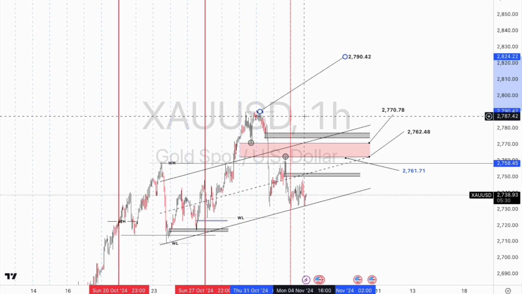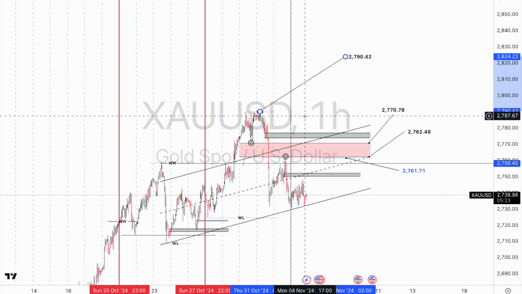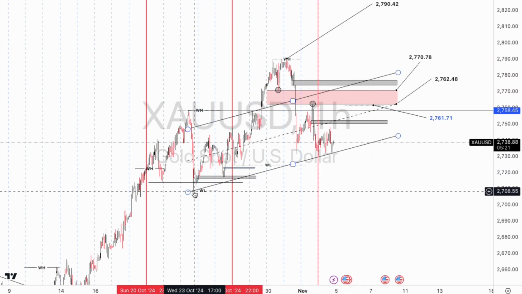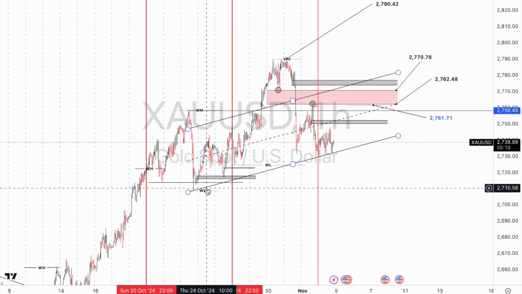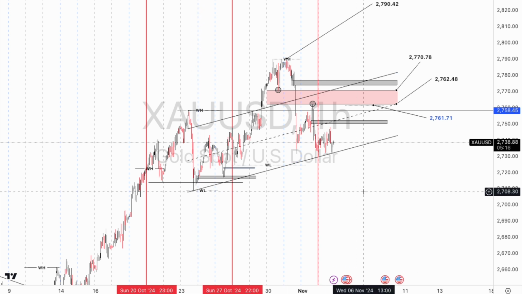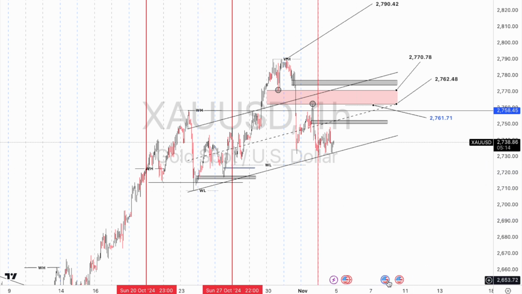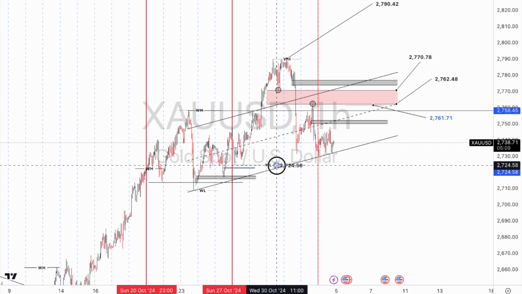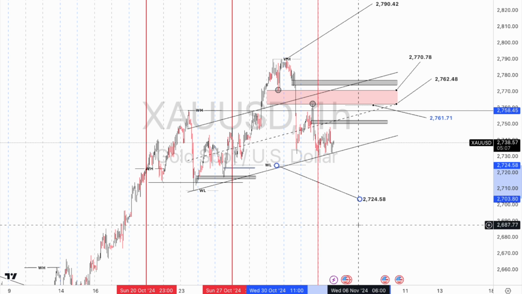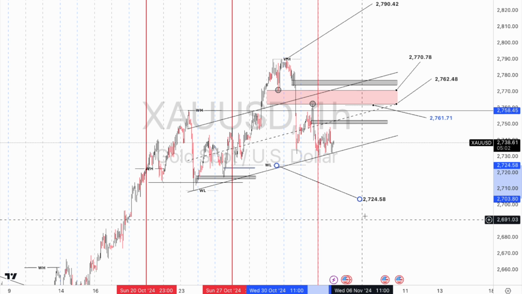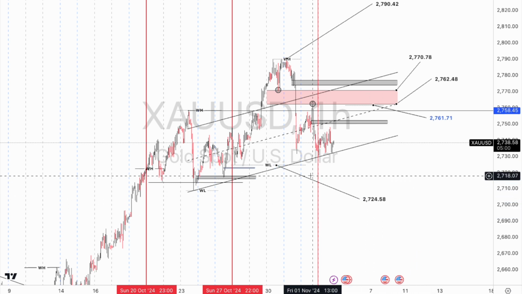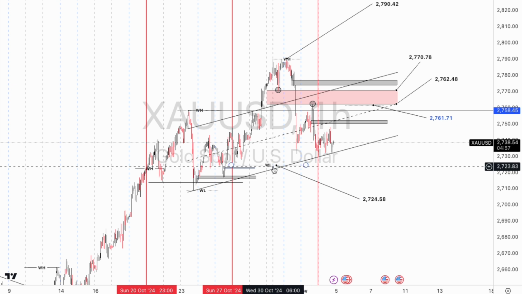I'm assuming that everything is going in the way that I want it to, and I'll be looking for buys, because like I say, I am bullish on gold until this level down here is taken out. Once this level goes, then I'm bearish on gold. The weekly low, if price takes that out, I'll be looking for positions in that direction, is 2724.58.